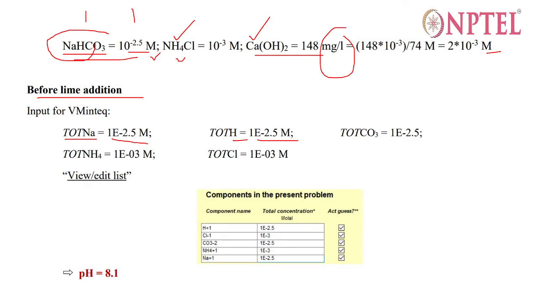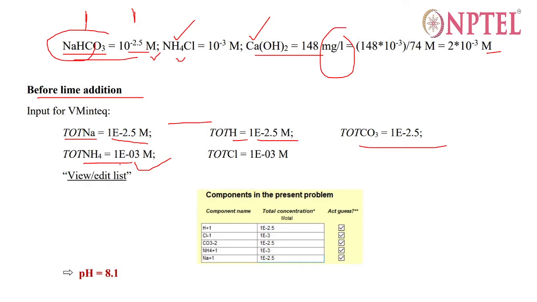Simple calculation, nothing else. And then I will calculate how much carbonate I am getting. This is also 10 to the power minus 2.5, right? From 1, I am getting 1 carbonate. So from 10 to the power minus 2.5, I am getting 10 to the power minus 2.5. This is also very easy. And then NH4, from here also I'm getting 1 only. So from 10 to the power minus 3, I'll get 10 to the power minus 3 mole. And then Cl is 1, and from 10 to the power minus 3, I'm getting 10 to the power minus 3. So this is how we will write.